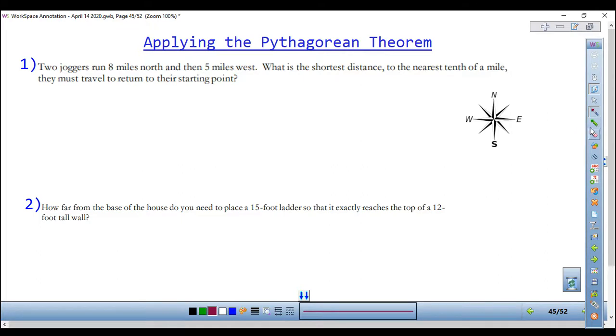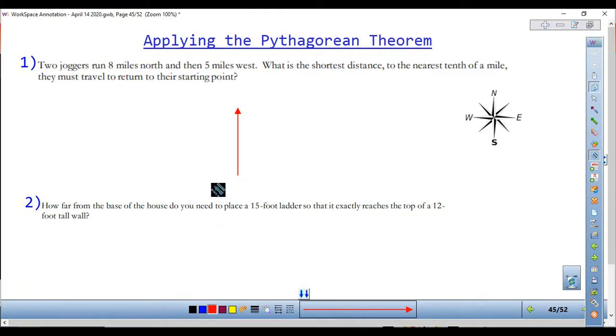We're told that they run 8 miles north. So I'm going to draw that. That's going to be 8 miles north, and then 5 miles west. That's going to be 5 miles this way. So I'm going to label this first of all. So they're running 8 miles north, and then 5 miles west. Notice how I'm rereading the question just to be sure. 8, 5. This would make a right angle, so that's going to be very helpful.